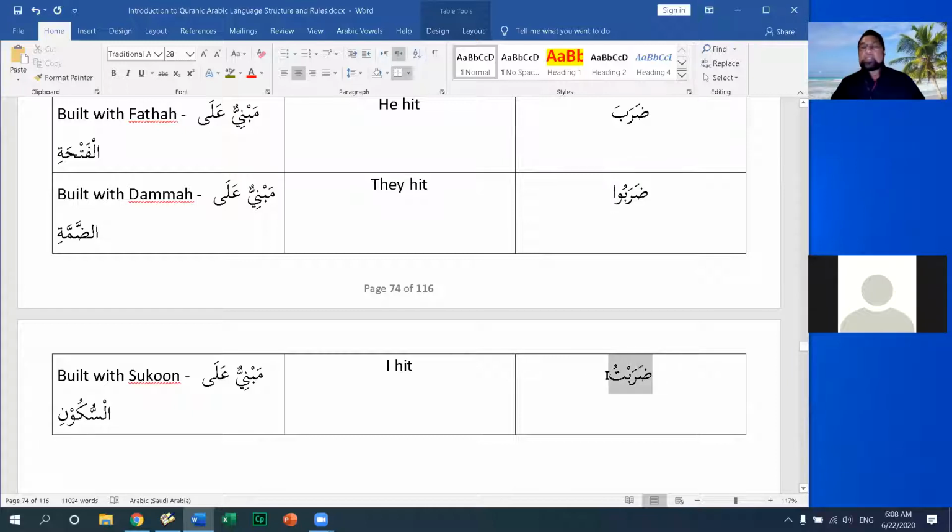ضربت, there are two opinions. There are two opinions: that we look at the original last letter of the verb, and we say that that is علامة الإعراب. We say ضرب, and that the ba having sukun, that is لام الفعل, is علامة الإعراب. So we say مبني على سكون according to that opinion.